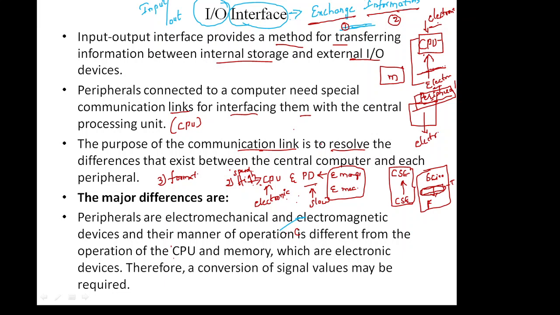What are those formats? The formats for the different peripheral devices are different when compared with the formats of our CPU. The CPU and memory format is different when compared with the peripheral devices. And what is the fourth difference? The modes of peripheral devices are different from each other. Different modes of operation are used for the peripheral devices and different modes for the CPU. So the modes are going to be different.